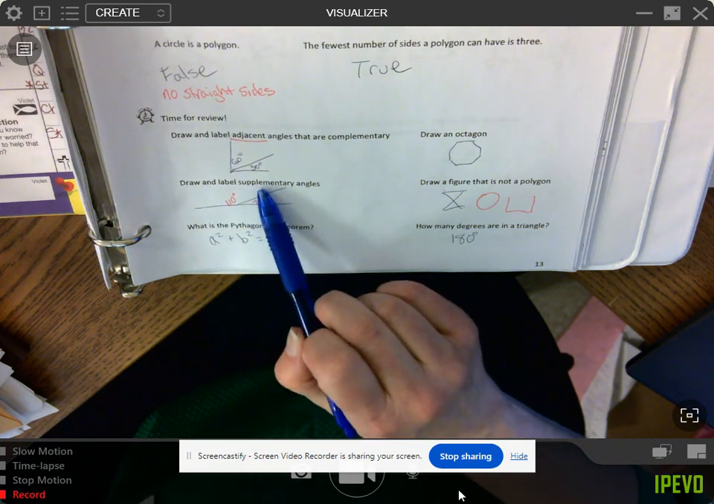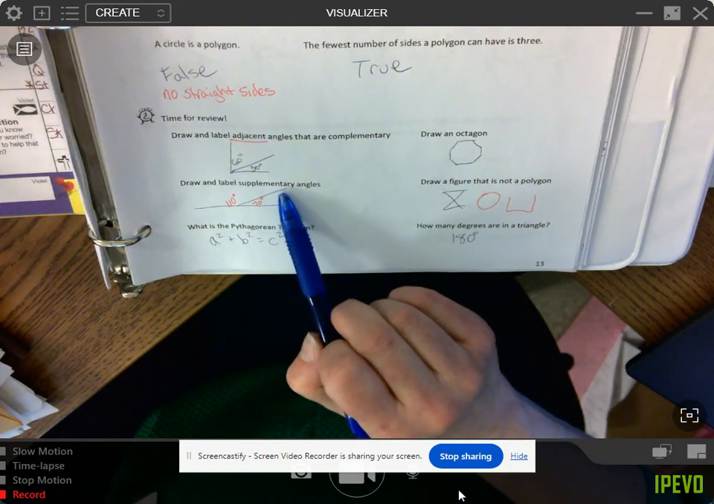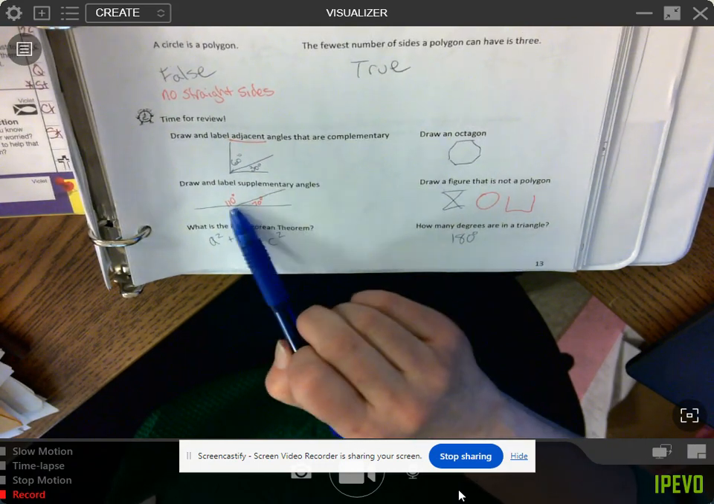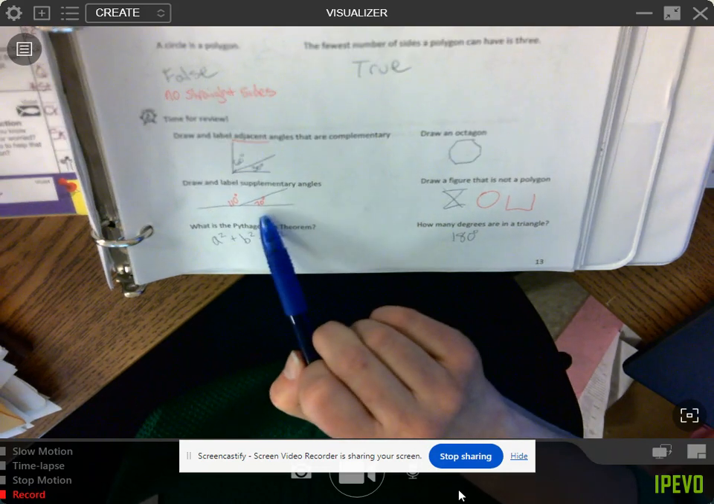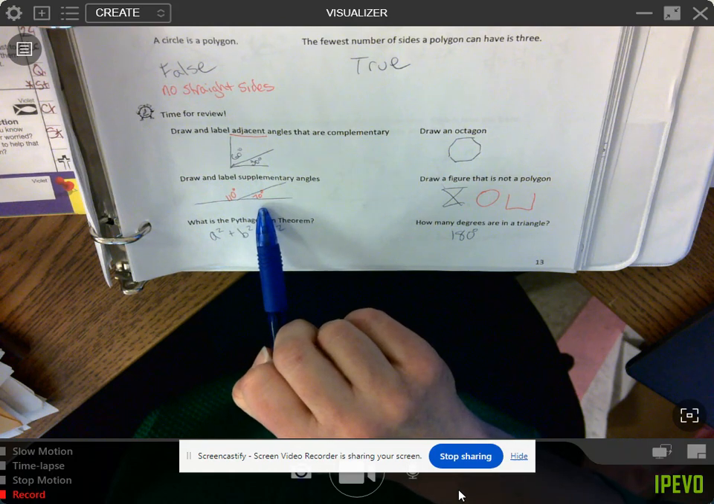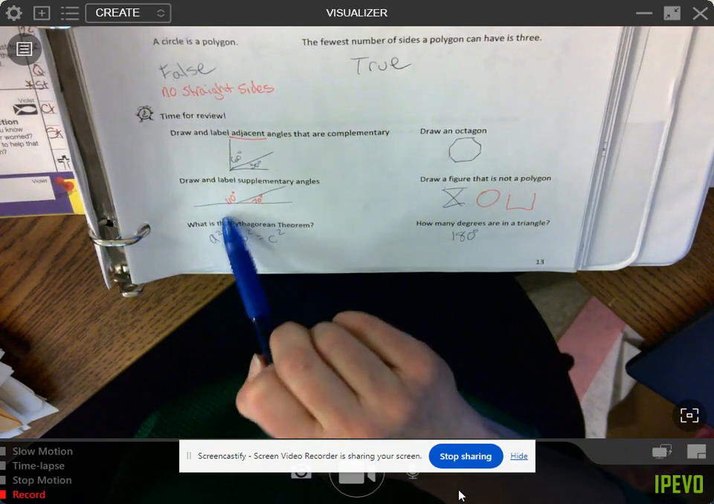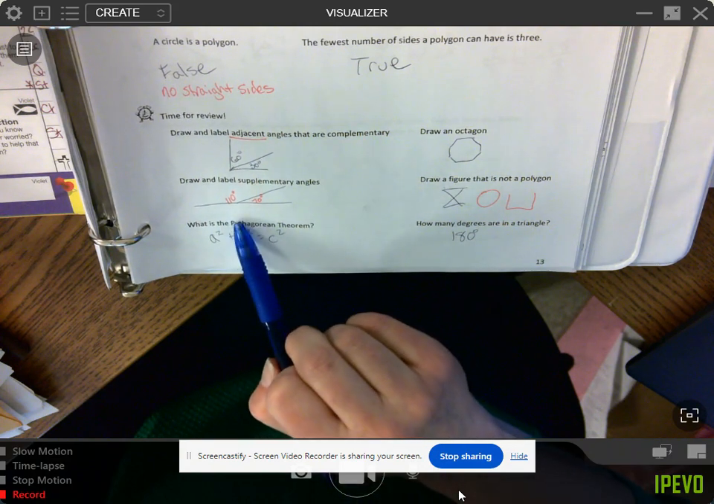Draw and label supplementary angles. It does not say they have to be adjacent. I did mine adjacent, sharing a side. You could have had 2 separate angles. You needed to put their degree measurements to show that they equal 180 degrees. I did 70 and 110. It's always my go-to for supplementary.